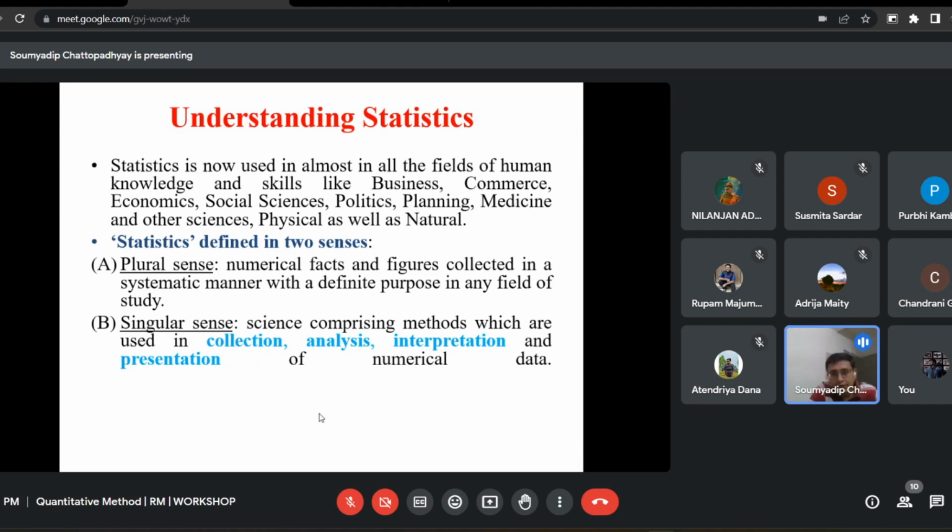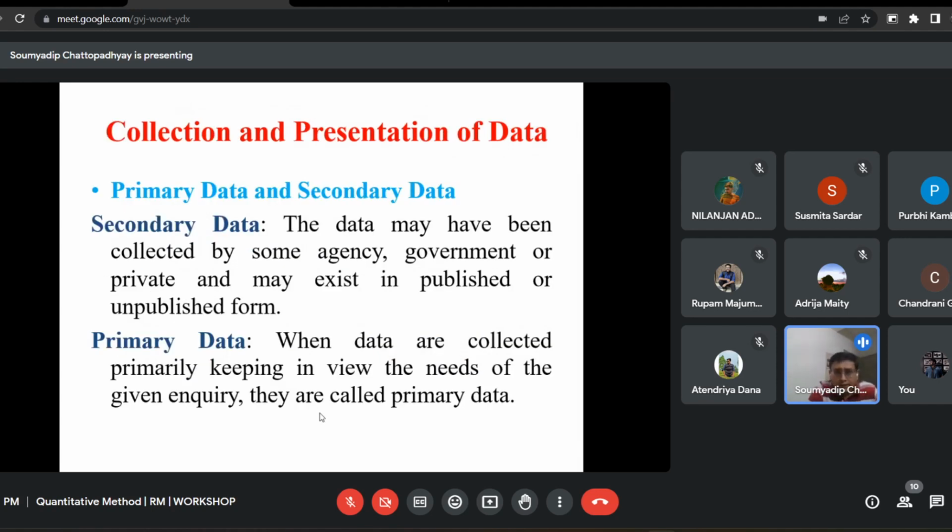So in today's presentation, I shall be mainly focusing on collection, analysis, and of course the interpretation and presentation of the numerical data with which we generally deal. Let me start with the collection and presentation of data. Data means numerical figures and facts. These are mainly collected from two sources: primary data and secondary data.